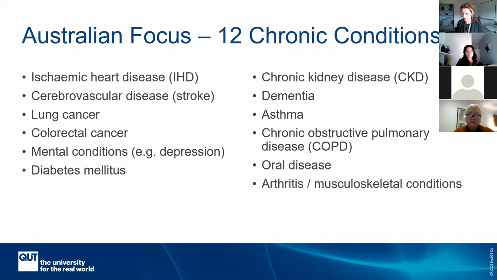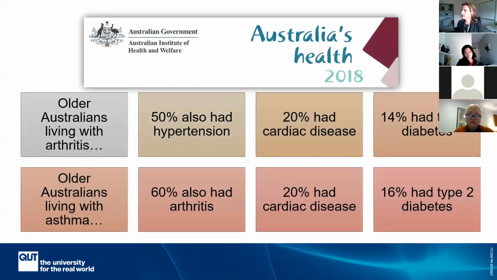So with this document, Australia's Health, I've put that in as a link on module 1. It teaches us lots of interesting statistics about ourselves and about our population. Basically, older Australians who are living with arthritis, 50% of those also had hypertension, 20% had cardiac disease, and 14% had type 2 diabetes.